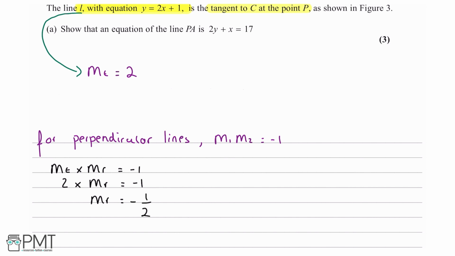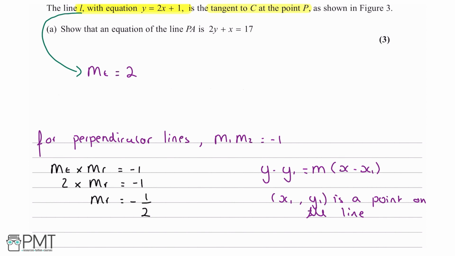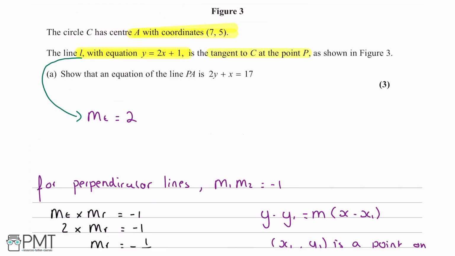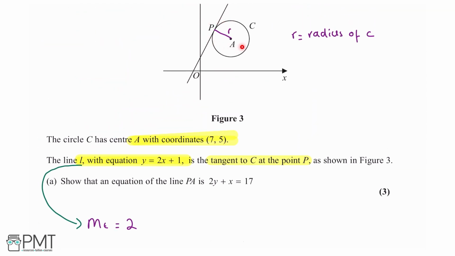Now, remember, we need to find an equation for the line. So, there are a few ways you can use to find the equation, but the one I'm going to use is the following formula, which says that y minus y1 equals the gradient times x minus x1, where x1, y1 is a point on the line. So if we come back to our diagram, we can see that PA is this line here, and we can see that it goes through point A.